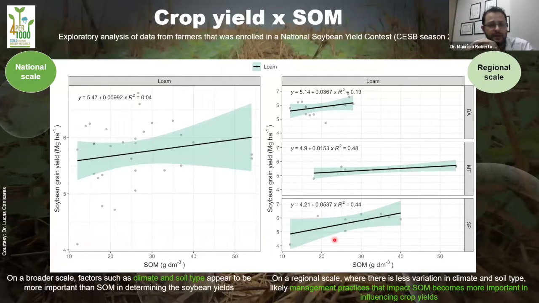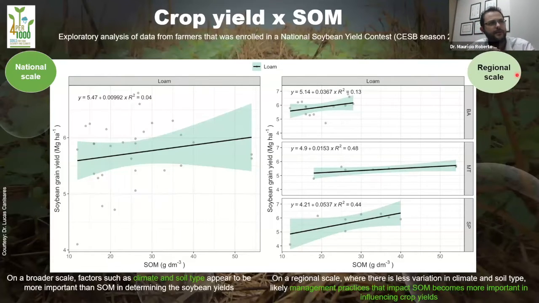And to finish my talk, we did an exploratory analysis with data from farmers enrolled in a national soybean yield contest. So, good farmers distributed across the country. And we couldn't see a very good relationship between soybean yields and soil organic matter. It's a very dispersed data set here. But in my opinion, at that scale, a national scale, we have different climate and soil types. So the effect of management practices is diluted in this type of variation.